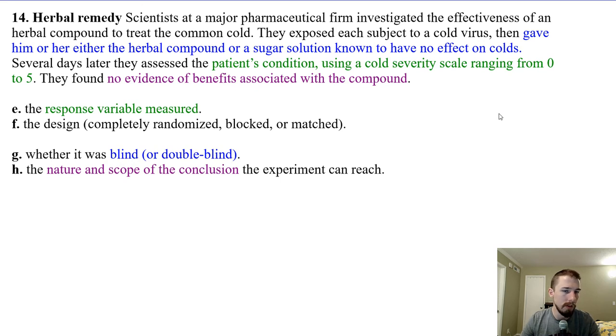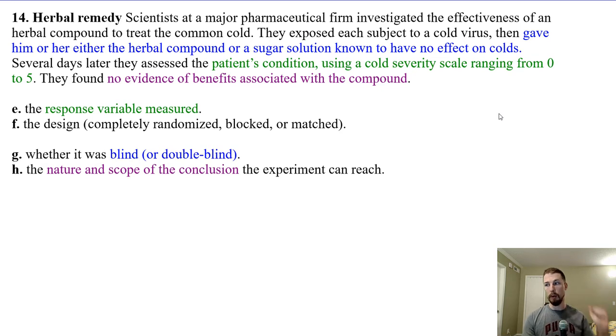The design, was it completely randomized, blocked, or matched? So in this case, we weren't using the same person and giving them one of each and randomly assigning whether they got the herbal compound or the placebo first. That would be matched if we use the same person, which would actually be a really good way of doing it, because then we would control for all the other factors, except that once somebody already had the cold virus, maybe their body would fight it off better the second time. But if we did our experiment and switched the order of whether we did the placebo first or second, we would actually be able to measure that.